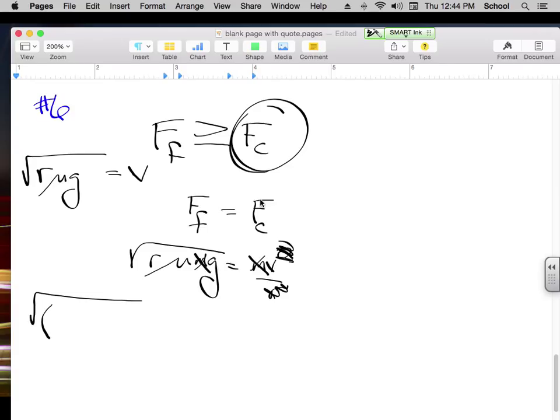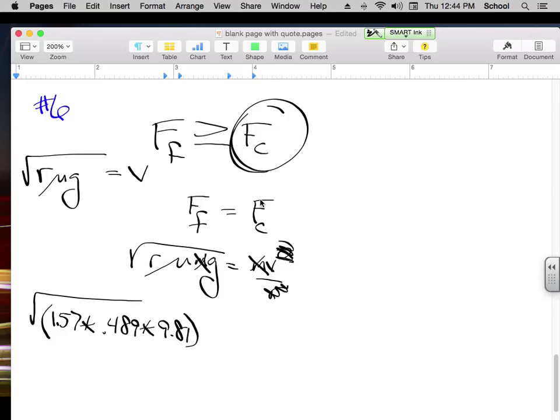So the r was what? 1.57. And the mu was 0.489. And g was, that was a tough one. And so what was superfluous information there?